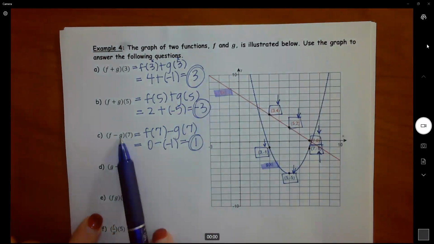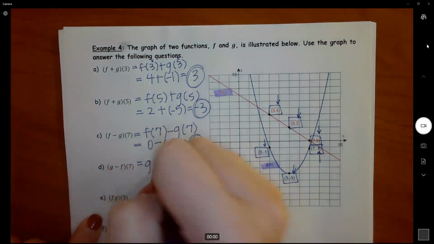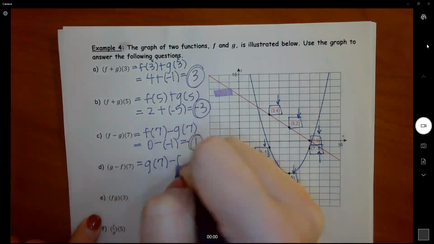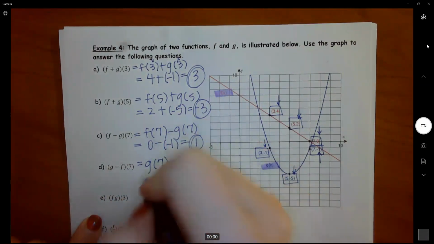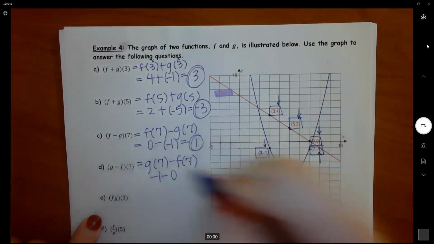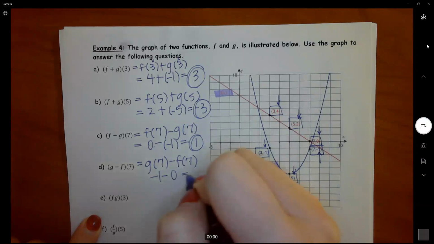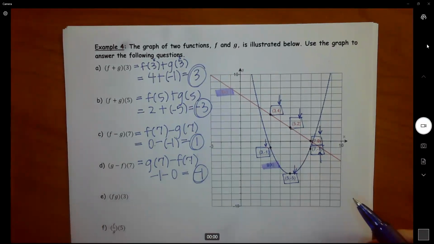These two are the same thing, but the order is backwards. So now we have g of 7 minus f of 7. G of 7 was -1. F of 7 was 0. And so we have -1 minus 0, which is -1. The order on subtraction matters.